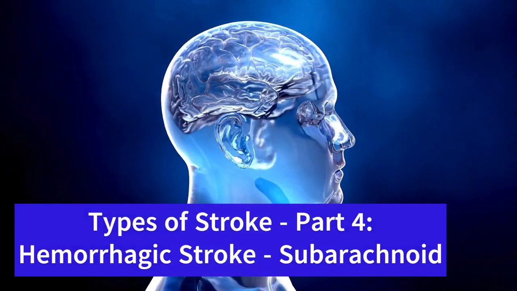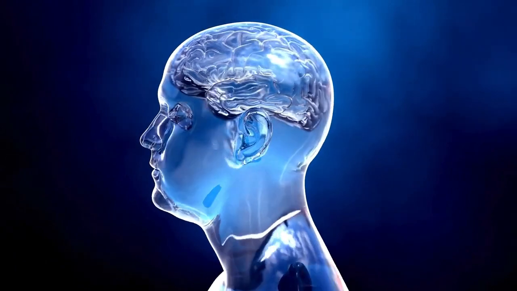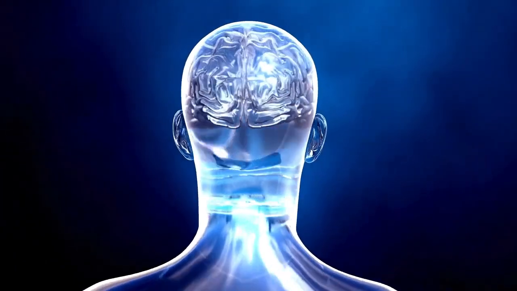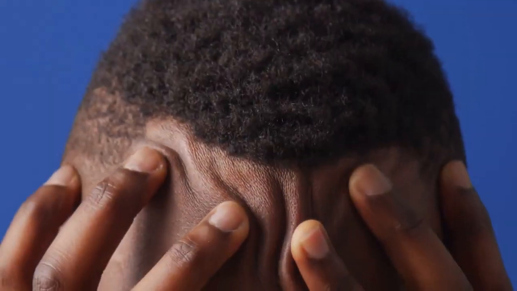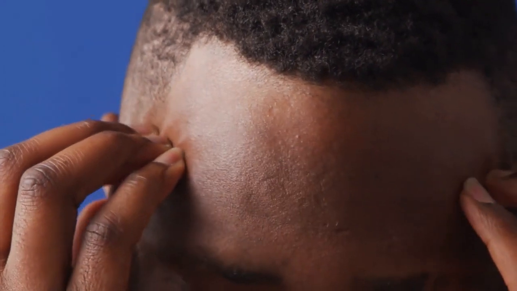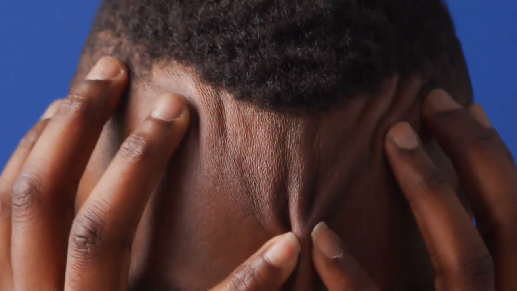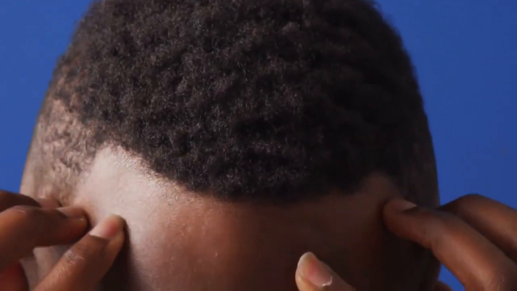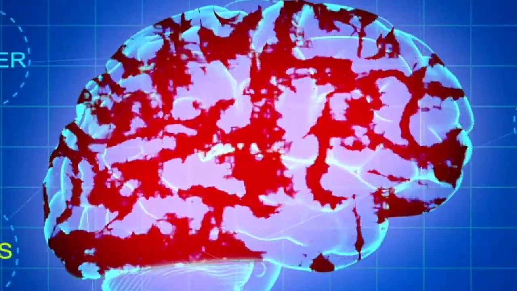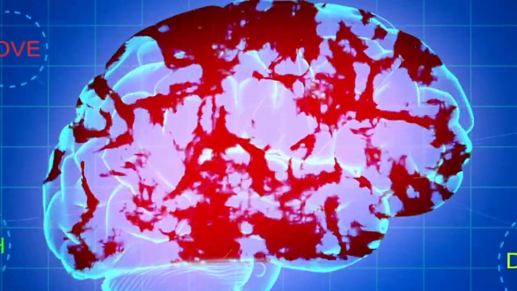Types of stroke, Part 4, Hemorrhagic stroke, subarachnoid. Let's simplify subarachnoid hemorrhagic stroke, exploring the relationship between the brain, the arachnoid, and bleeding. The arachnoid is a layer that envelopes the brain, creating a space, the subarachnoid. When bleeding occurs in this space, it's like the wrapping of a present has a leak. The unwanted blood infiltrates, creating a challenging scenario.